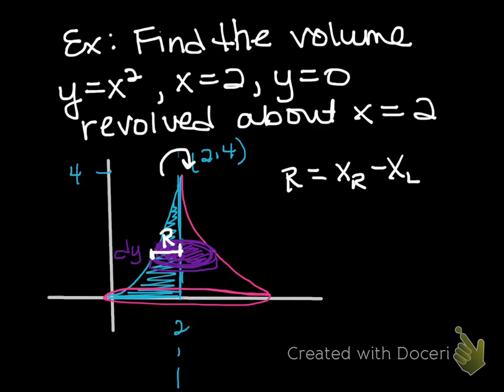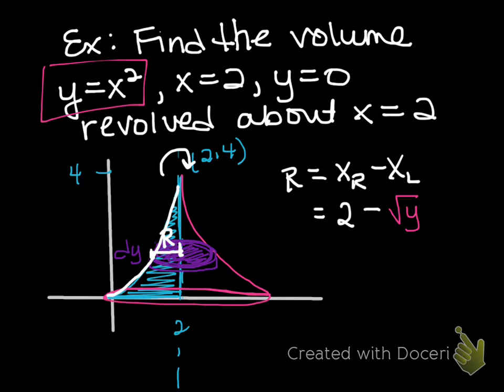Okay, so now plugging in for our radius, x right is going to be x equals 2. It's always going to be x equals 2. X left is going to be the value from this parabola. So we want to take the equation of the parabola and solve that for x. Doing that, we get the square root of y. So our radius for this particular problem is 2 minus the square root of y.